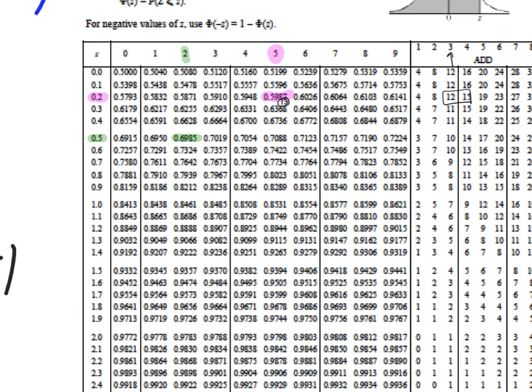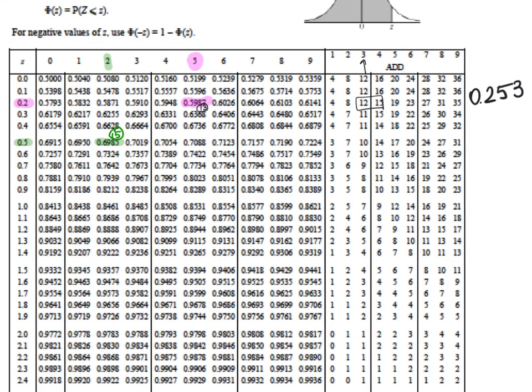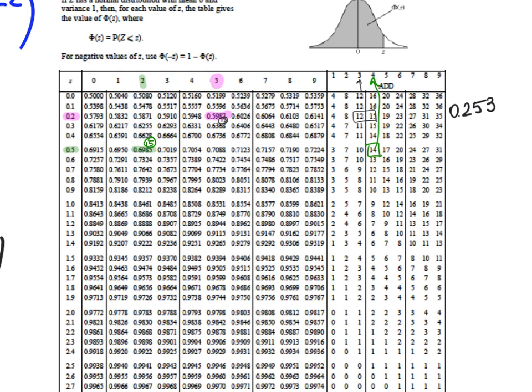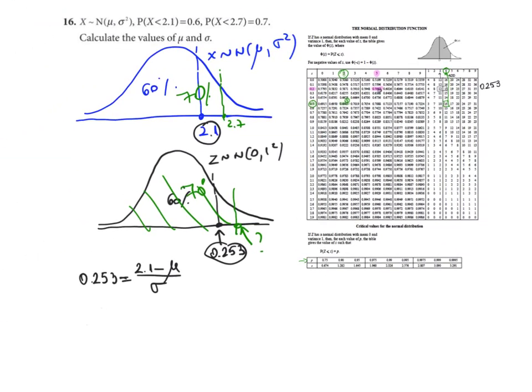So 0.52. What I'm missing up to 70% is 1/5. And the closest 1/5 is this 4. So my answer will be 0.524. So my second equation is 0.524 equals 2.7 minus mu over sigma.